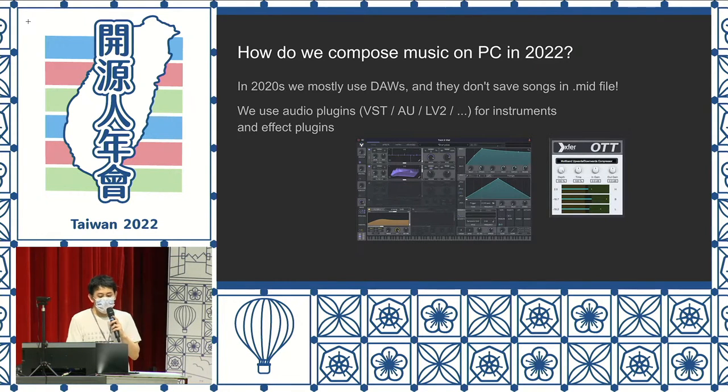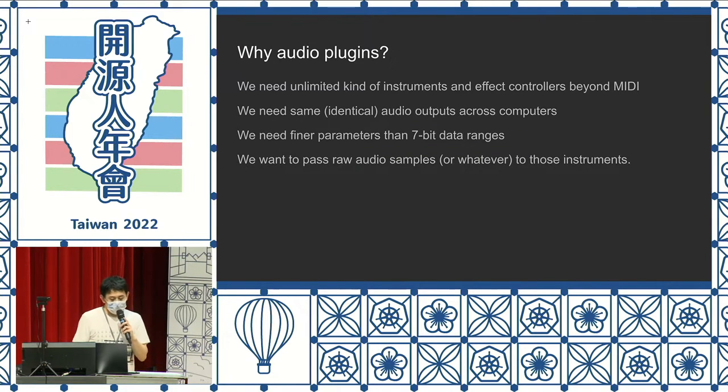So how do we compose music on a PC in 2022? Nowadays, we would mostly use digital audio workstations to compose music, and they don't really save music files as standard MIDI files anymore. Also, we use audio plugin software such as VST3 plugins, Audio Unit plugins on Mac, or if you're a Linux user, LV2 plugins. And they are for both instruments and effects, and they are not MIDI devices anymore. So why do we use audio plugins instead of MIDI devices?